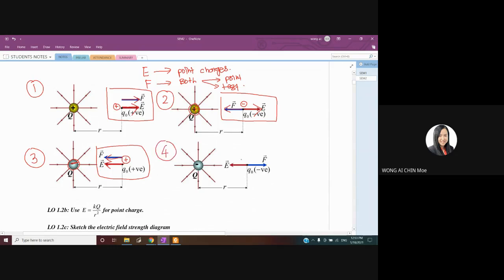Diagram number 4 is a negative point charge. So for a negative point charge, your E, of course, will act inward, the electric field line. If your test charge is negative, negative and negative, it will experience a repulsive force, so your test charge will be pushed outward. So this is the difference between the electric field line and the electrostatic force.